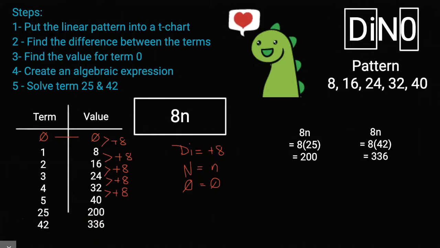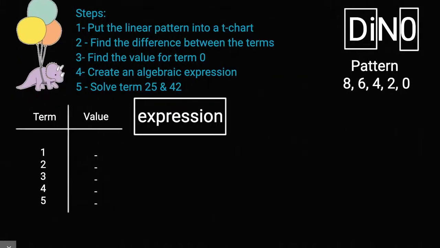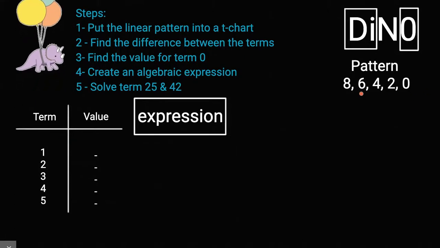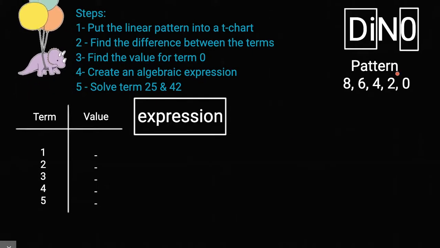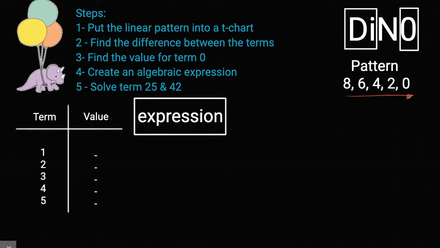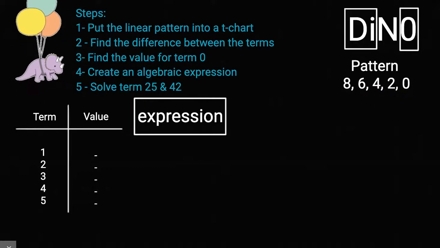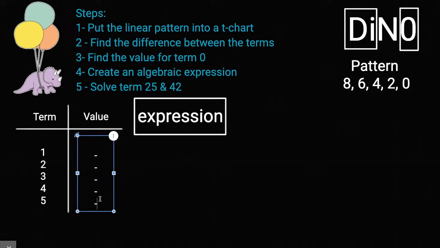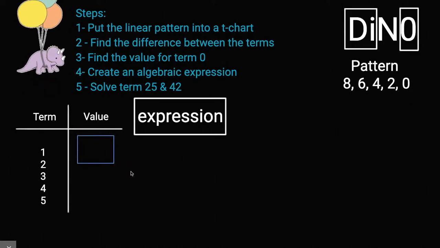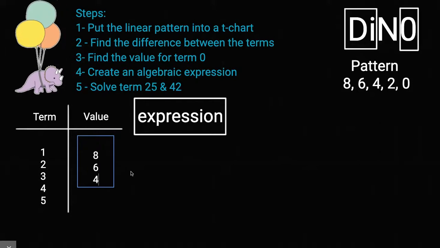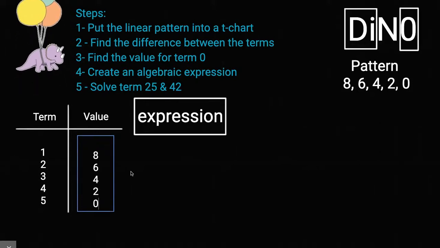Awesome. Okay, we are moving on to question 11. Question 11 is 8, 6, 4, 2, 0. So because this one is negative, we're going to work on this one together. So we're working with a decreasing pattern. So again, we're going to put our linear pattern into our t-chart. So let's start with 8, 6, 4, 2, 0.